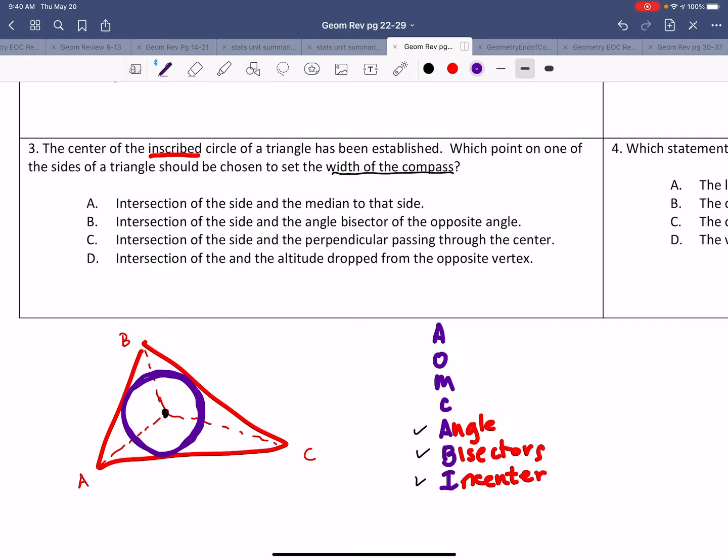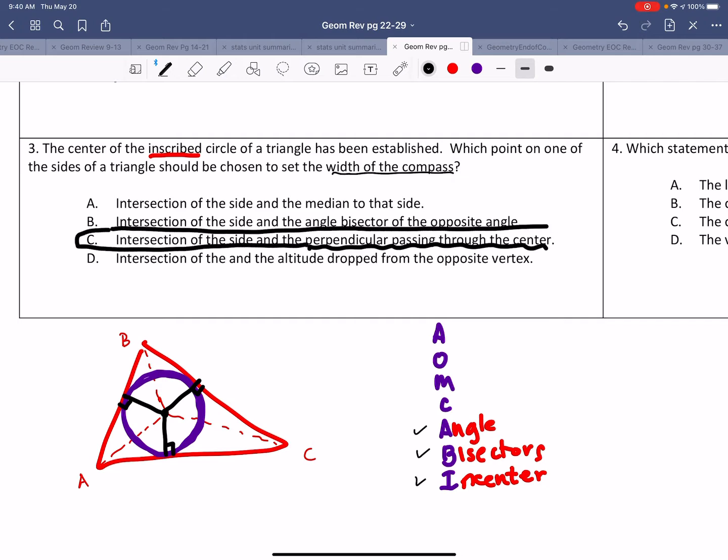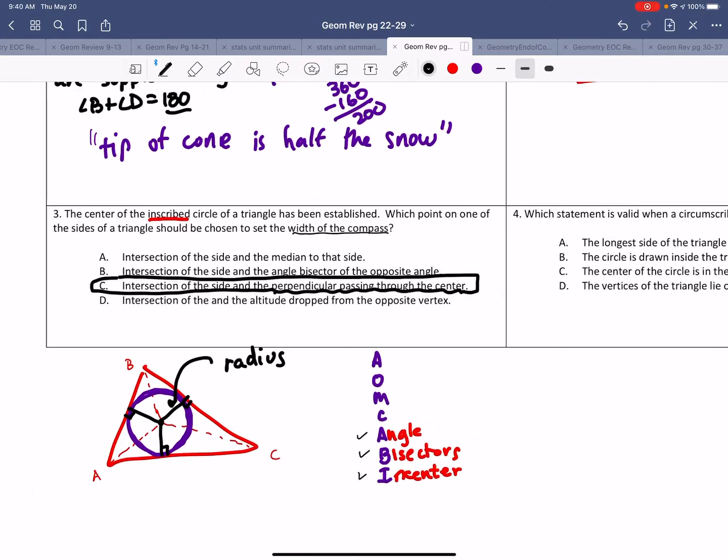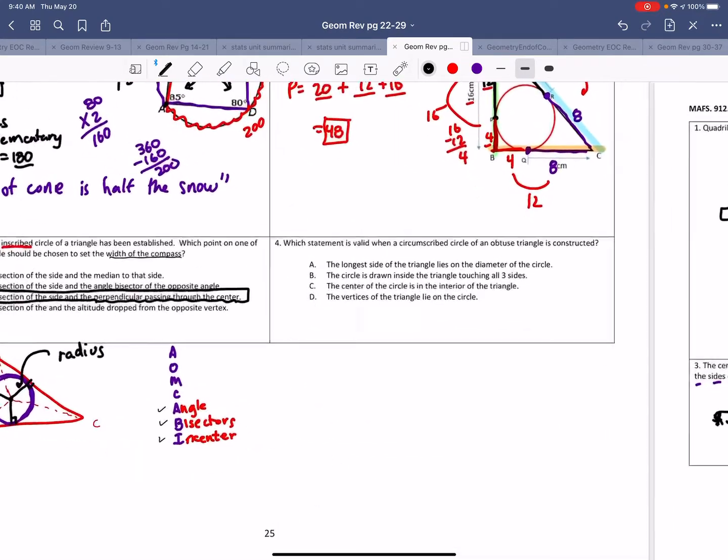Then how would this meet? This would be the radius, this would be the radius, and this is the radius. I need a perpendicular passing through that center that intersects with that side. That would be my radius. Okay? Now looking at question number 4, and then we'll jump back to page 24.